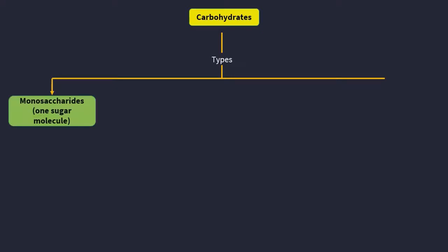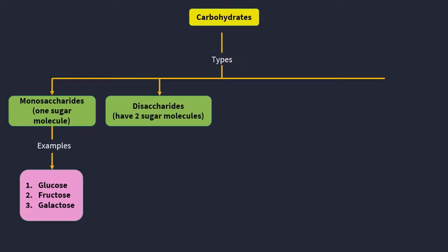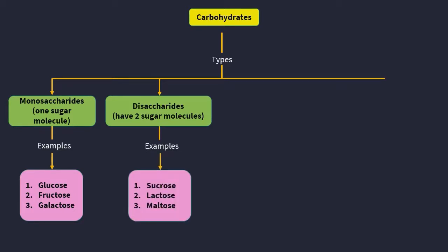The different types of carbohydrates are the following. First, the monosaccharide. Monosaccharides are sugars or carbohydrates that only have one sugar molecule. The examples are glucose, fructose, and galactose. The other type of carbohydrate is called a disaccharide. Disaccharides have two sugar molecules, and the examples are sucrose, lactose, and maltose.